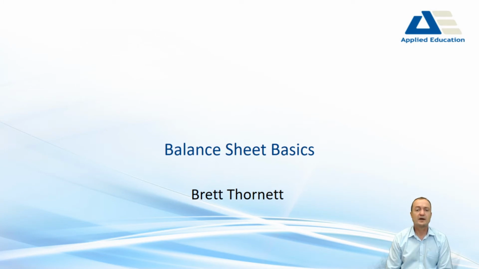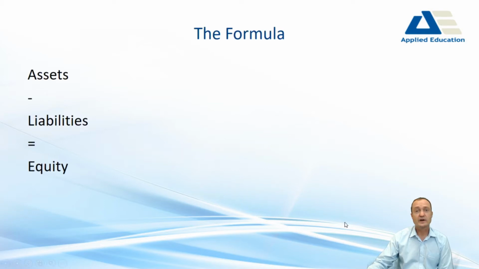Today I'm talking about balance sheet basics, just to give you a basic understanding of how a balance sheet works. So first thing to look at is what actually appears on a balance sheet report. And here's our basic formula. So we've got assets, what the business owns. We've got liabilities, what the business owes, and then that is equal to our equity.